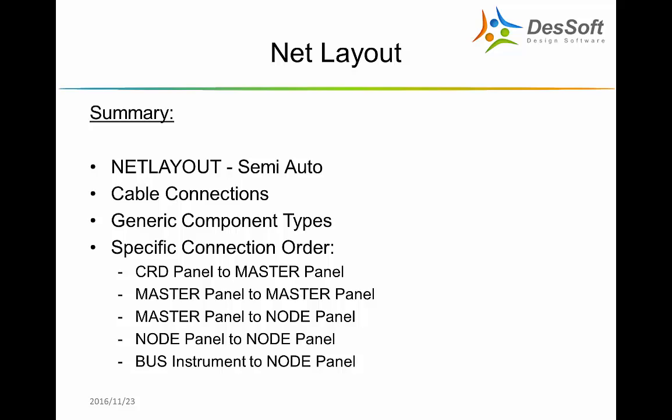Then lastly, the components are connected in a specific order. Card panels connect to master panels. Master panels daisy chain to other master panels. And a master panel connects to its first node panel. Node panels daisy chain to other node panels. Bus instruments connect to node panels.